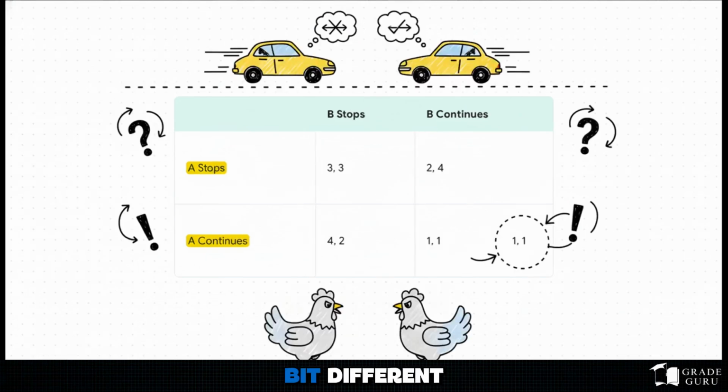Now, the chicken game is a bit different. Picture 2 cars racing toward each other. The absolute worst thing that can happen is if nobody swerves. So here, unlike the prisoner's dilemma, your best move is always to do the opposite of your opponent. There's no single best strategy.